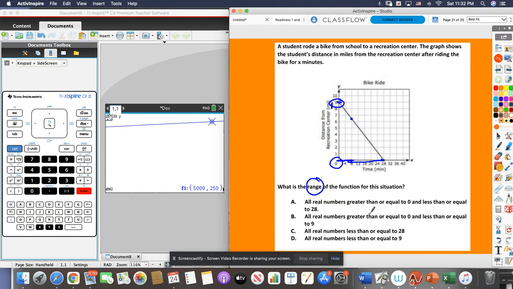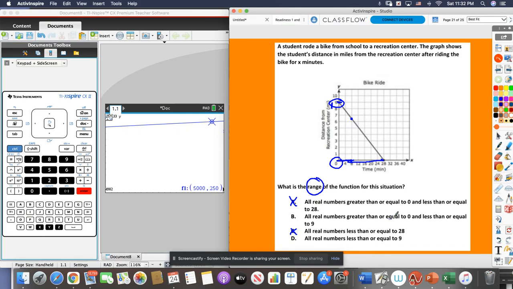So I should be looking for something that has 0 and 9. This has 0 and 28. That's out. 0 and 9. That looks good. All real numbers less than 28. No, that's out. All real numbers less than or equal to 9. Okay, so it's between B and D.